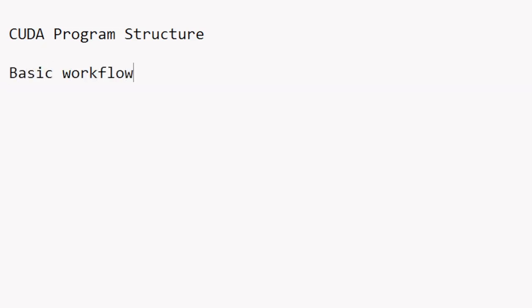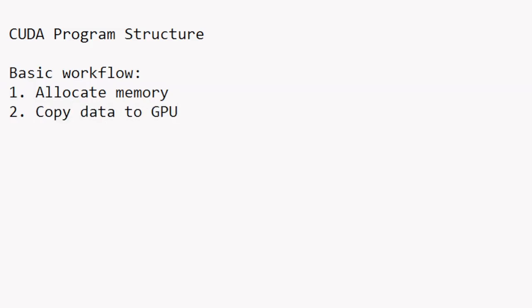Now that we understand the host and device, let us look at the basic structure of a CUDA program. Most CUDA programs follow the same 5-step workflow. Step 1. Allocate memory. First, we allocate memory for our data. Typically, memory is allocated on both the host and device because the CPU and GPU have separate memory spaces. Step 2. Copy data to the GPU. Next, we transfer the input data from host memory to device memory. This allows the GPU to access the data it needs for computation.